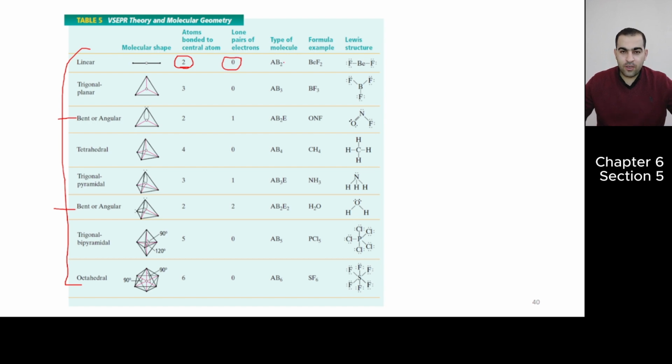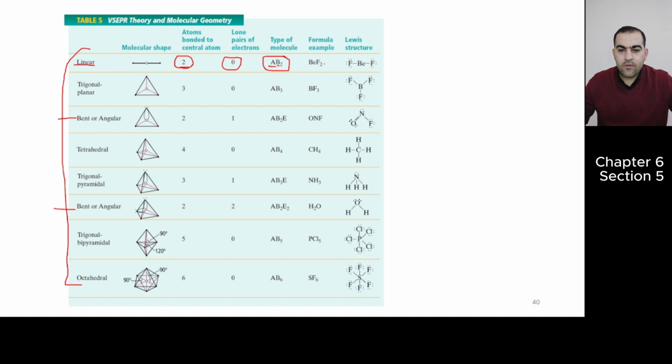And the type of molecule, guys, this is like a formula, you must memorize it. What does AB2 mean? A, guys, A is the central atom, B is the atom that is bonded to the central atom. B2 means two atoms are bonded to the central atom. So now it's going to be linear.